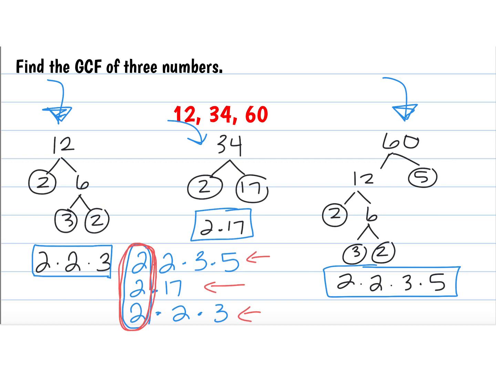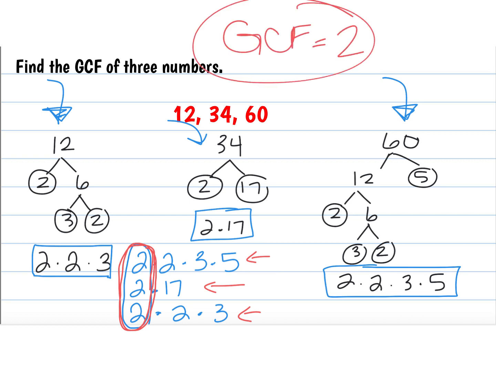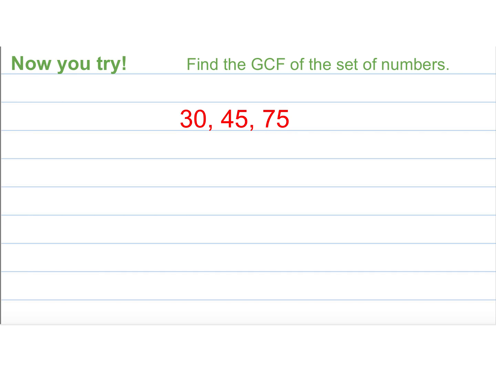I don't multiply them together. I only multiply together if I pull out another number. So the GCF of all 3 of these numbers is going to be 2. Okay, now you try to find the GCF of this set of 3 numbers. So pause the video and then come back and check your work.